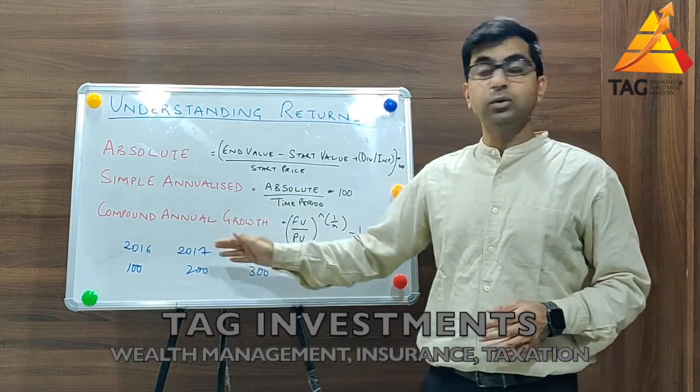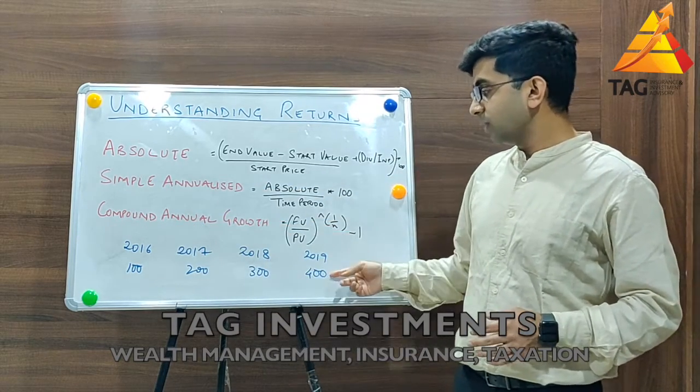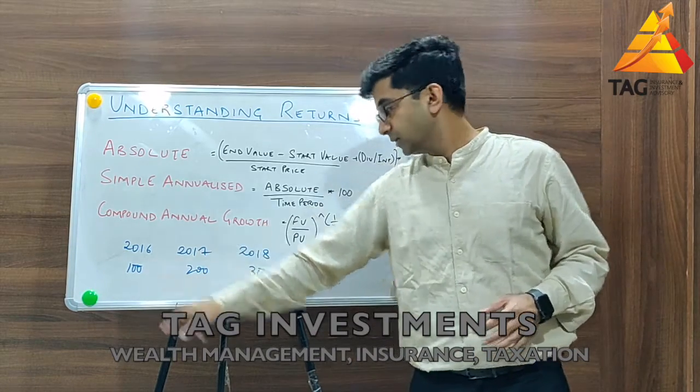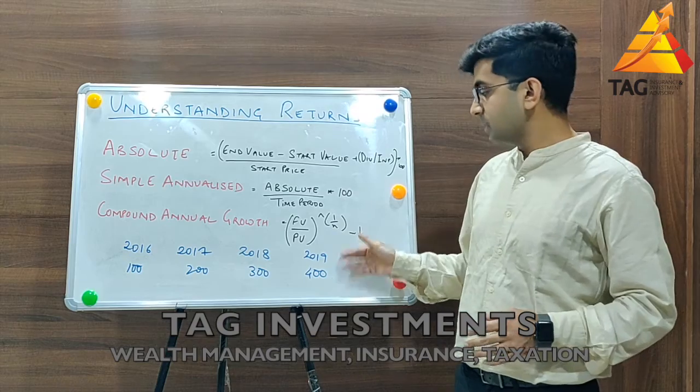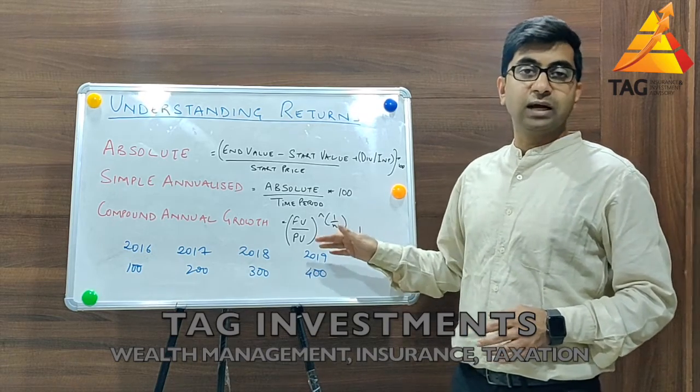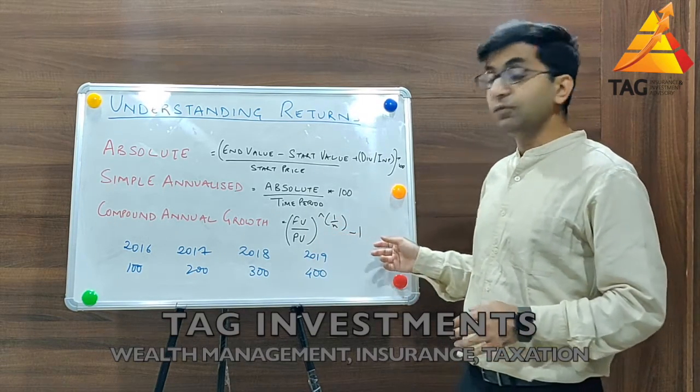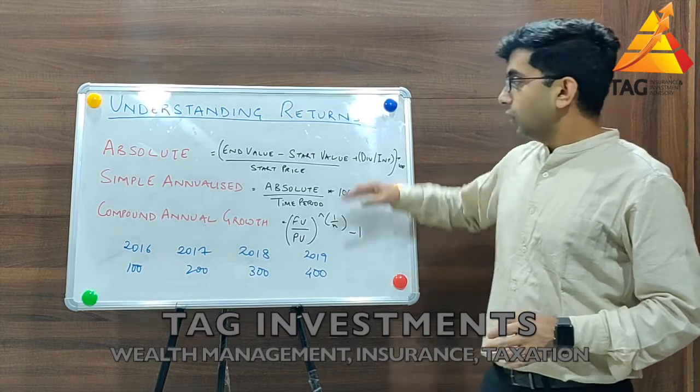The compound annual growth return: future value is 400 divided by present value 100, to the power of 1 by n, which is 1 by 3 in this case, minus 1. Mathematically, when we calculate via an Excel sheet, it gives you a 59% return.